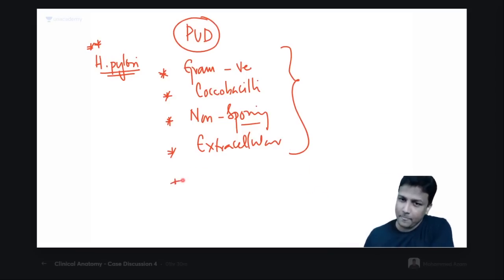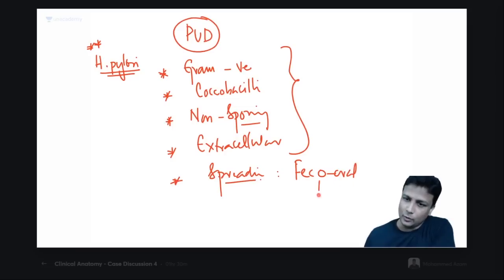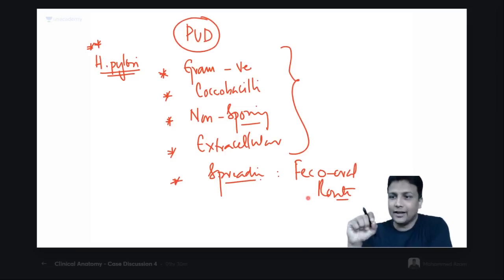Achha, what about the spread, guys? How will this spread? It will be spreading by the fecal-oral route. Now, what is the meaning of this fecal-oral route? The fecal-oral route already indicates hygiene. And we all know very well that in developing countries like India, there are unhygienic conditions. So because of the unhygienic conditions, it is going to get spread.